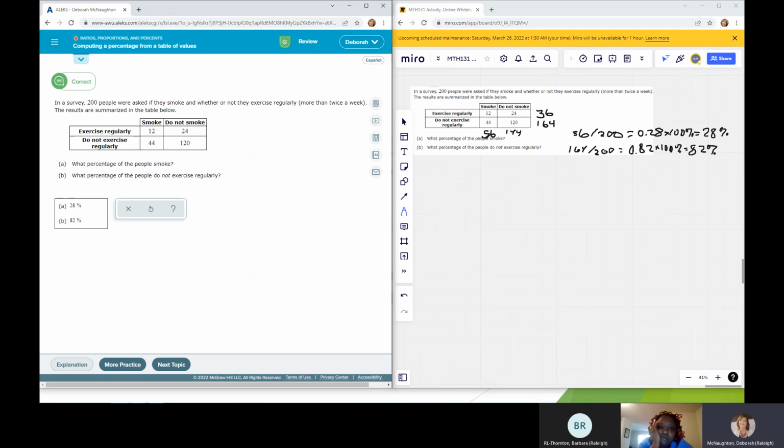So the way you're always going to want to do these is you need to combine the numbers inside of the table together. And then if they ask you an and, so if they said what percent of the people both smoke and exercise regularly, you would do 12 divided by 200. But when they ask you something that's on the outside of the table, what percentage smoke? This is the number that smoke, 56 divided by the total 200 gives me that percent. If they asked for the percent that do not smoke, I would do 144 divided by 200. The percent that exercise regularly is 36 divided by 200, and the percent that do not exercise regularly is 164 divided by 200.